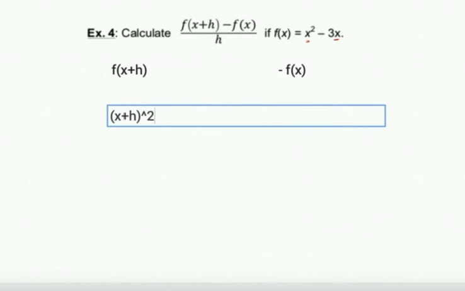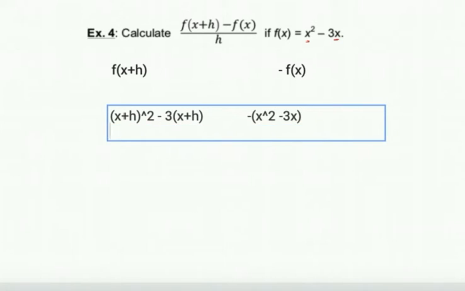I have to square that binomial. And then I'm going to subtract from it 3 times x plus h. What I did was I replaced both of these x's, so I have x plus h squared minus 3 times x plus h. And then from that, don't forget that I need to subtract f of x. So I'm going to need to subtract a two-term expression, x squared minus 3x.